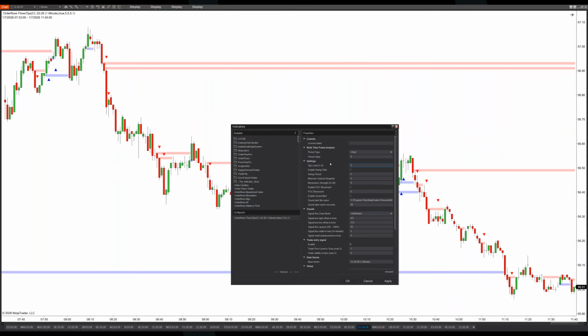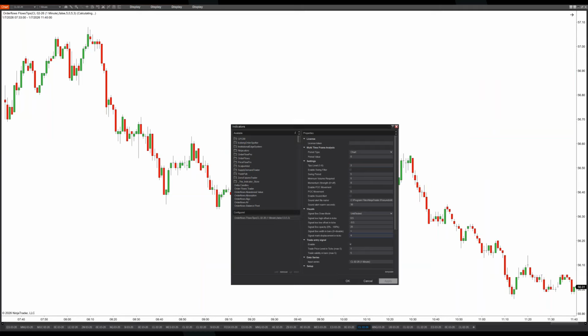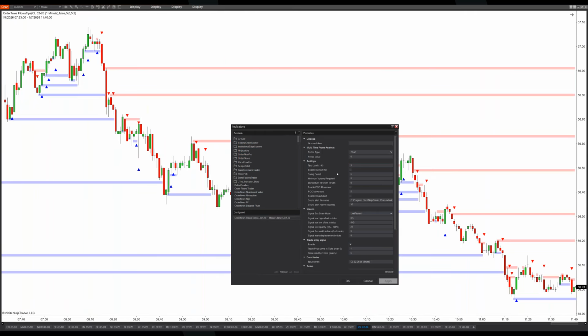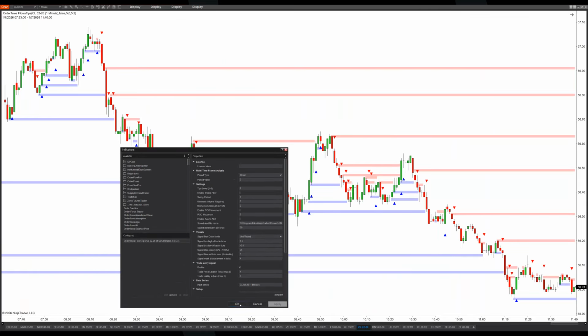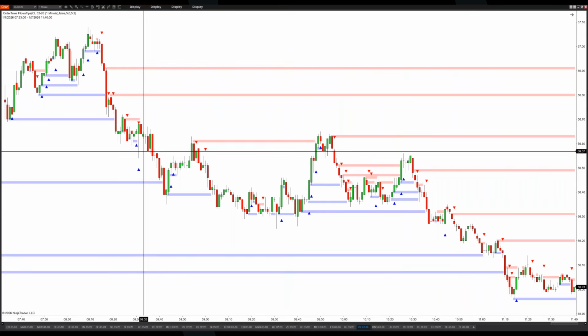Let's take a look here. We'll mess around with some of these settings. So we'll make this tips level a little bit stronger, 3. I'll keep the trade entry signal turned on. Momentum strength I've got turned off. How does it look? It looks decent. There's a lot of signals.